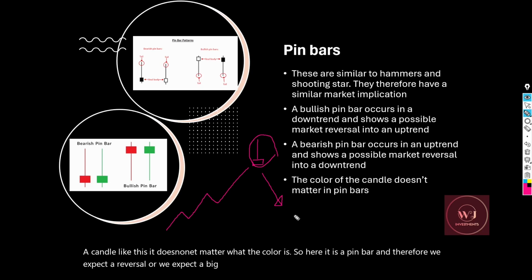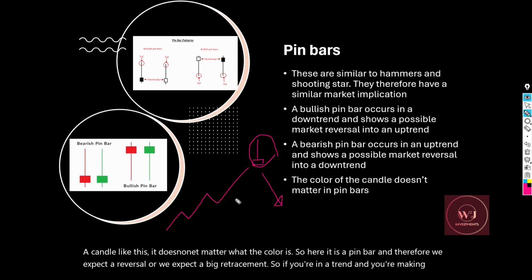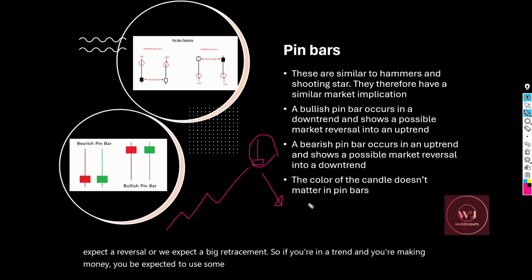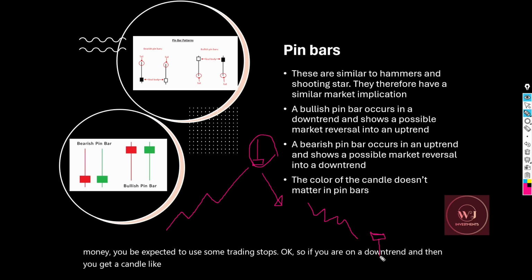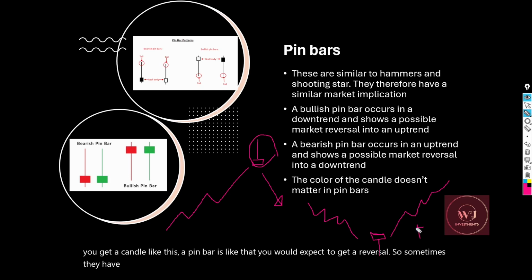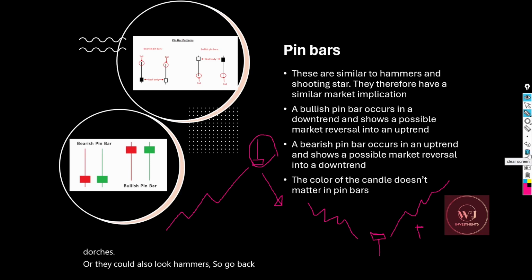If you're in a trend and you're making money, you are expected to use some trailing stops. If you are in a downtrend and then you get a candle like this, a pin bar like that, you would expect to get a reversal. Sometimes they have a tiny body and sometimes they don't have a body at all. They could look like torches, or they could also look like hammers. So go back and watch those videos. They'll be so much help.